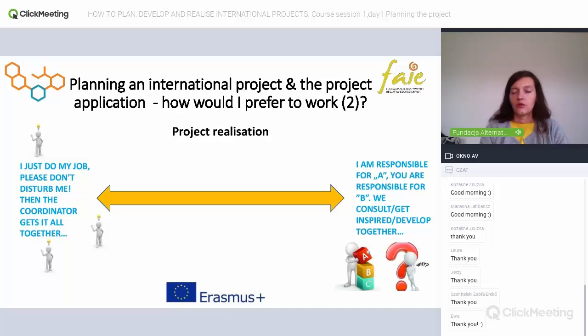It's obvious who is responsible for what, but there is a lot of consultation, cooperation, getting inspiration, and so on. And again, it would be your decision. How would you design the project? How would you like to cooperate? How would you prefer to work?